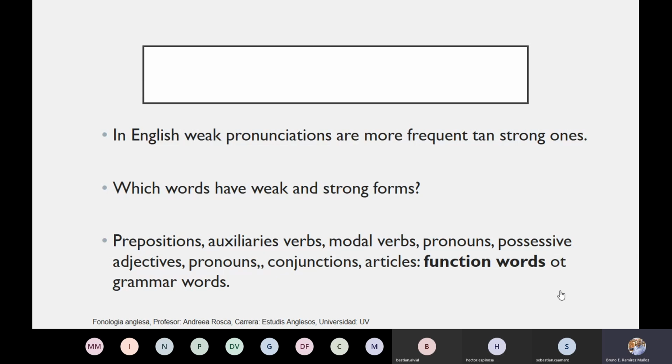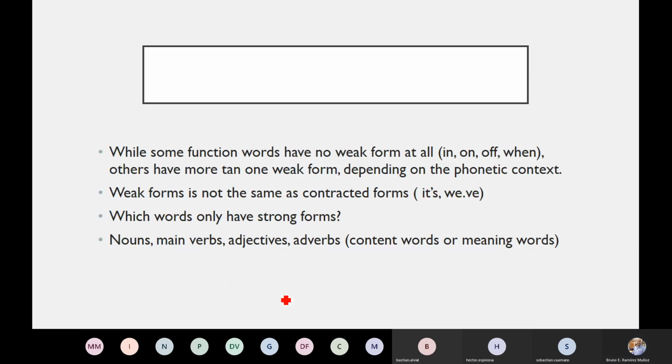Sorry, English weak pronunciations are more frequent than strong ones. There's a misspelling there. And in general, as you can see here, function words are going to be very small words: prepositions, modal verbs, pronouns. They are smaller as compared to content words. Let's take a look at the next slide. Can I have a volunteer to read the following slide, please?